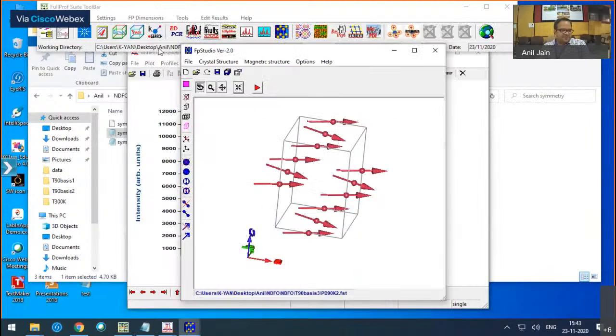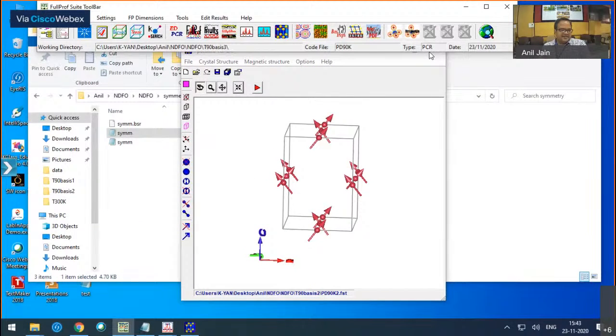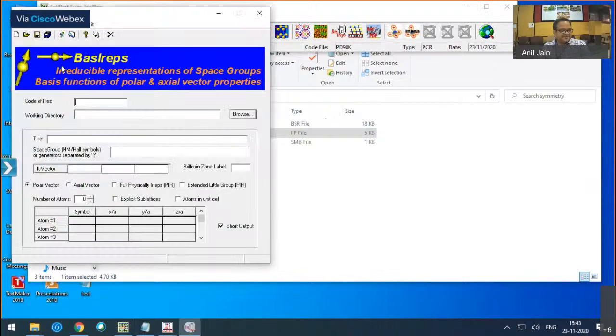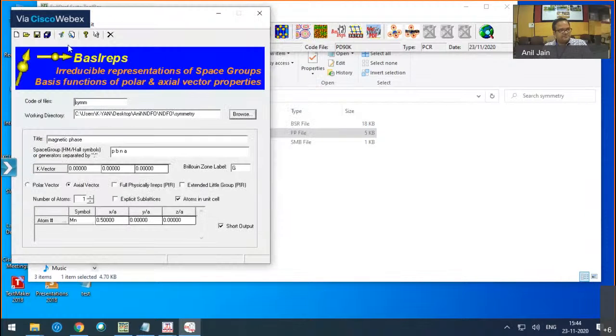Another way is to write the magnetic phases in the PCR file by these symmetry operations. This also comes when you run this BasIreps program. Let me show you how it comes. So this is the program BasIreps. Let me open the file which we did last time. This is the same file which I ran last time, and let me run it again.